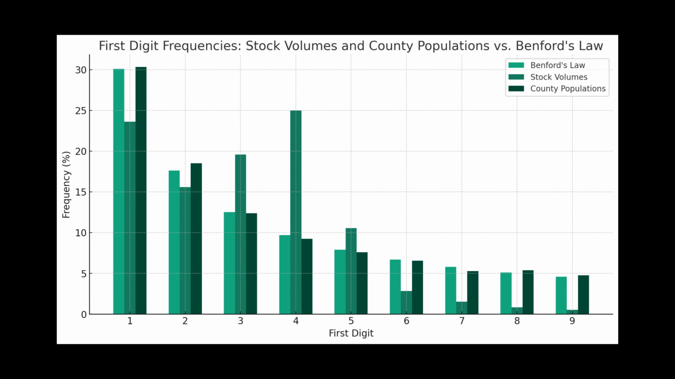Let's look at some real-world examples. Here we have the populations of US counties, the molecular weights of compounds, and the daily trading volumes of stocks. When we plot the frequency of their first digits, we see they all closely follow the distribution predicted by Benford's law. It's a remarkable fit.